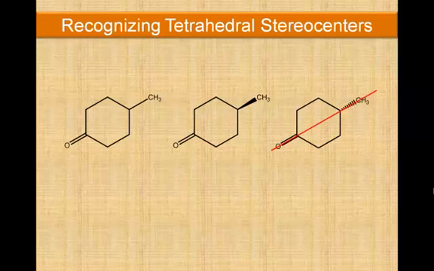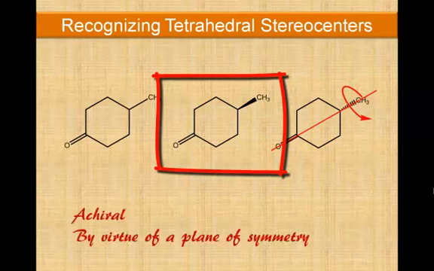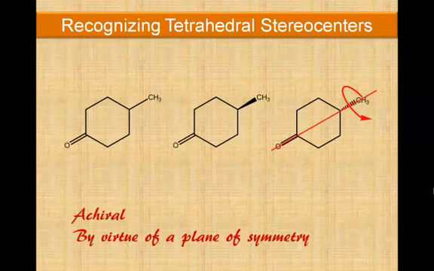If I draw an axis through this molecule, through carbons 1 and 4 of the cyclohexane ring, and I rotate around that axis, I think you can see that I'm going to regenerate this structure here, and those 2 would be identical. So this molecule is also achiral by virtue of having a plane of symmetry. I want to point out to you another way of thinking about this.